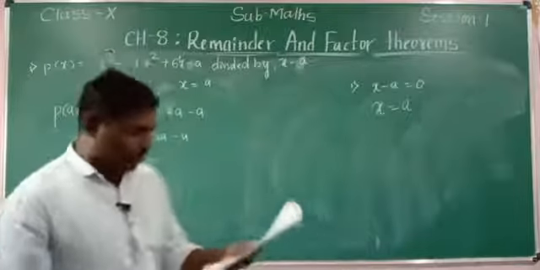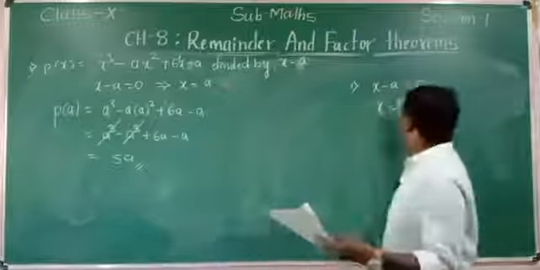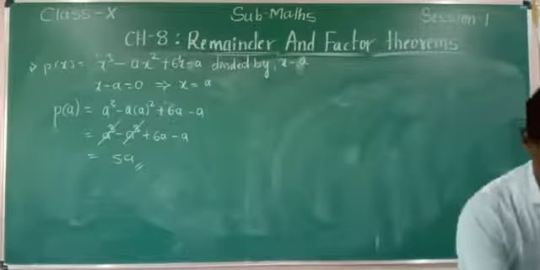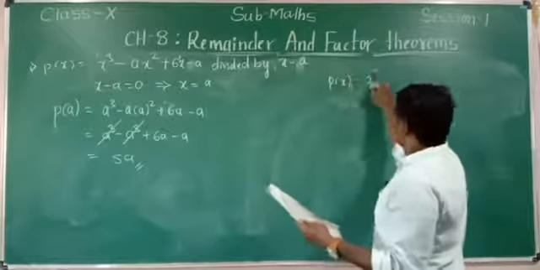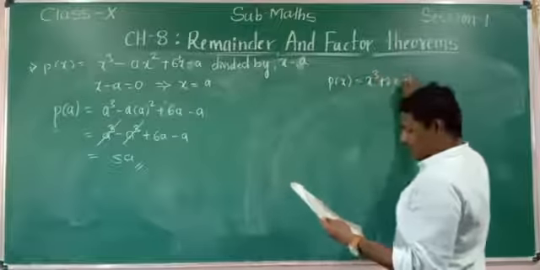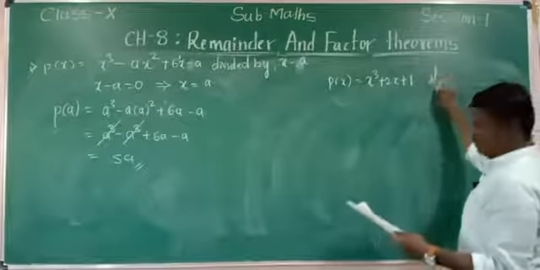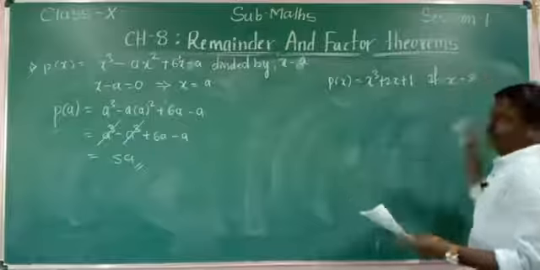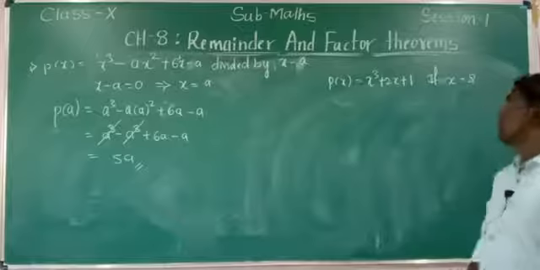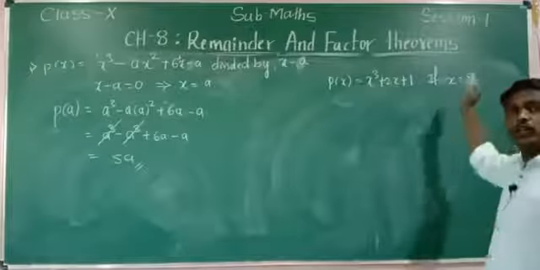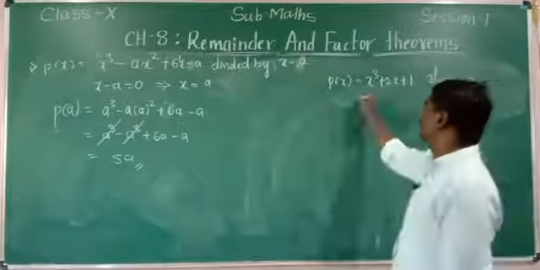Find the remainder. p of x is equal to x cube plus 2x plus 1 if x is equal to 2. The value of the variable is already given. Just by substituting the value of the variable in the polynomial, you will get the remainder of the expression.